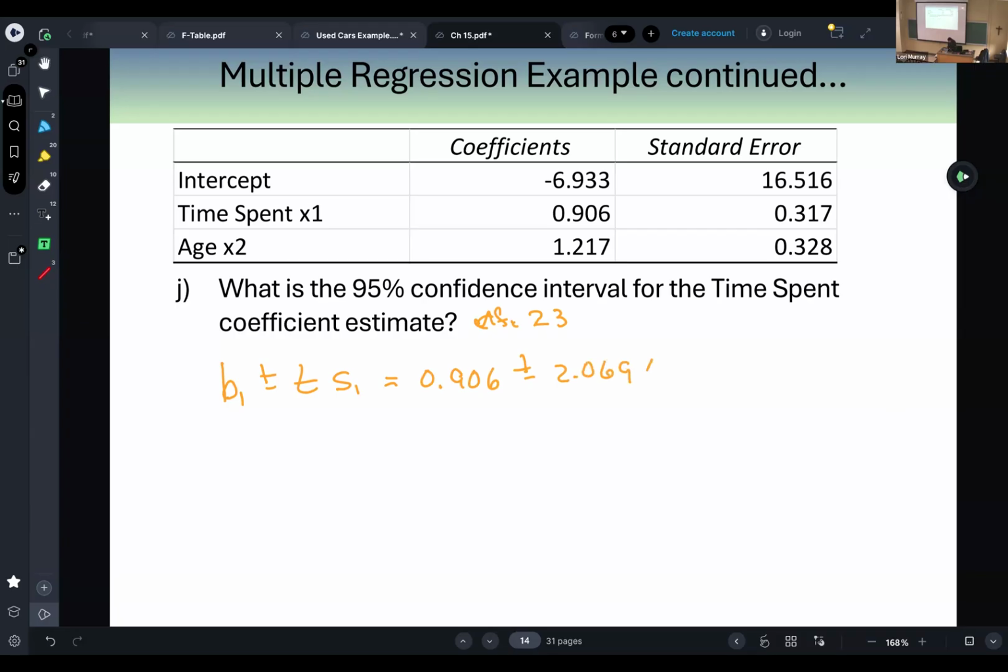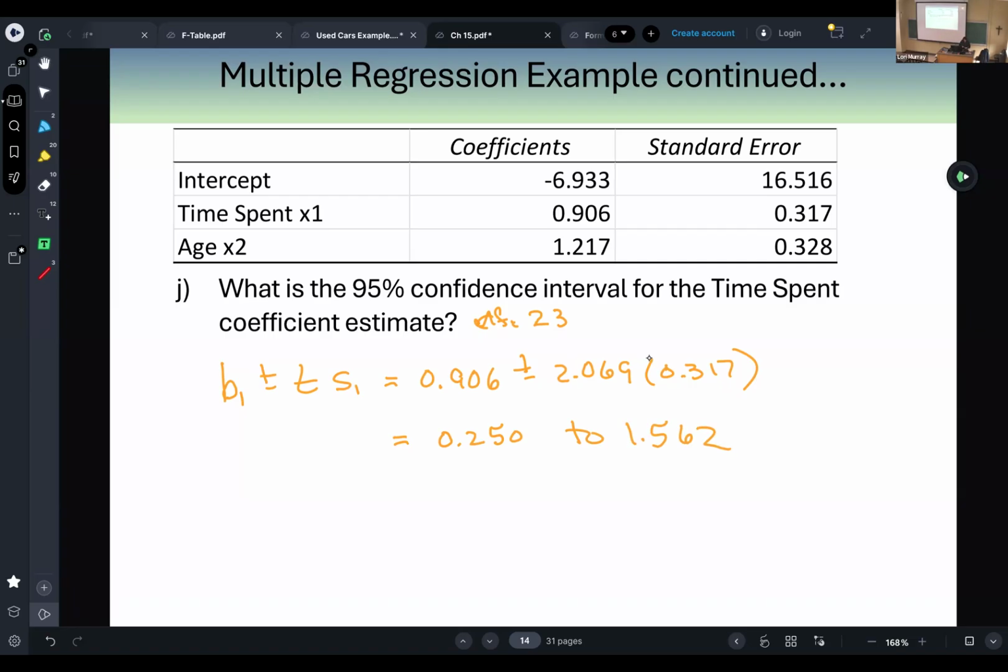And then we're going to multiply that by 0.317, right? The standard error for b1 is 0.317, and we get a lower and upper bound. So let's see what we got here. How close to zero does this get? 0.250 to 1.562.